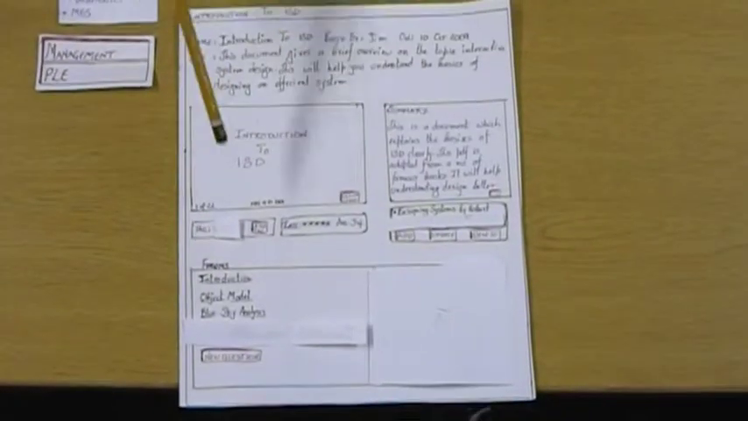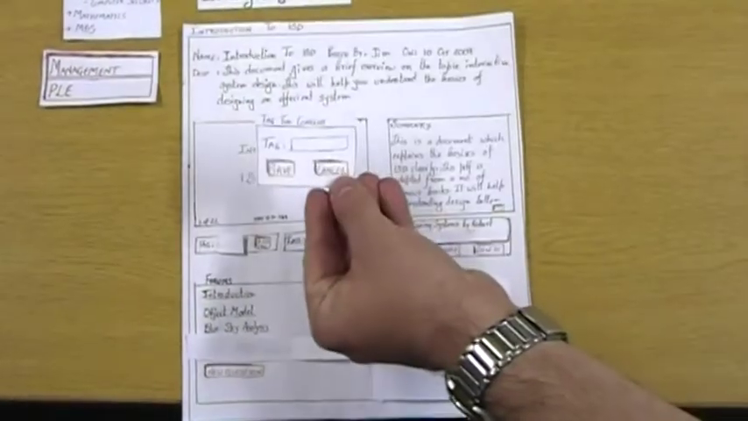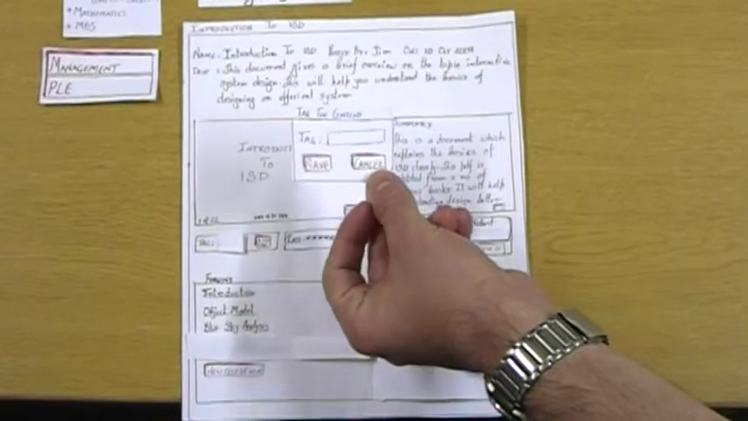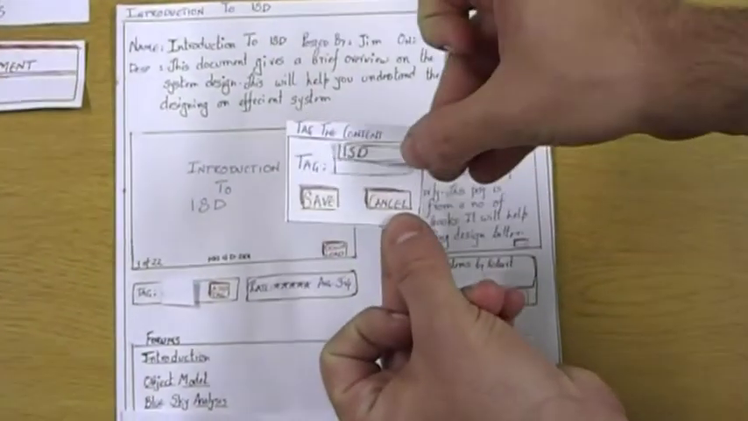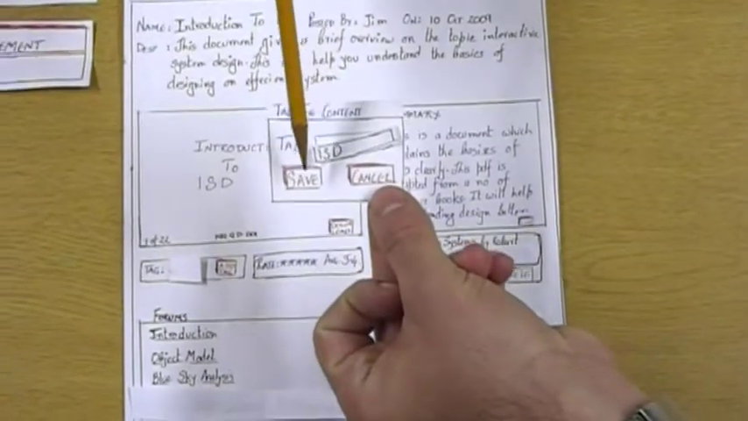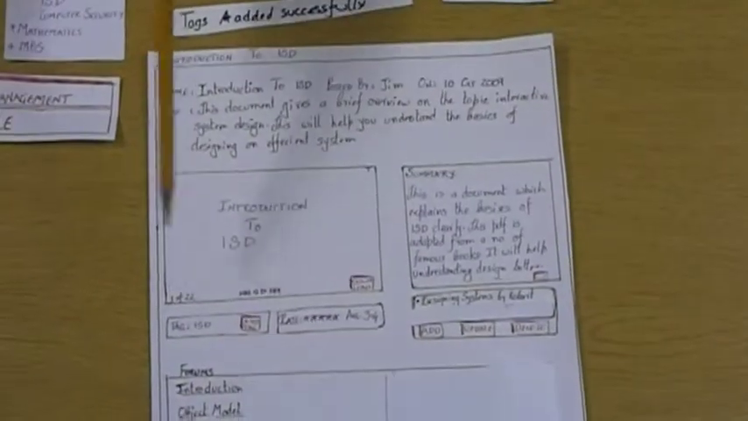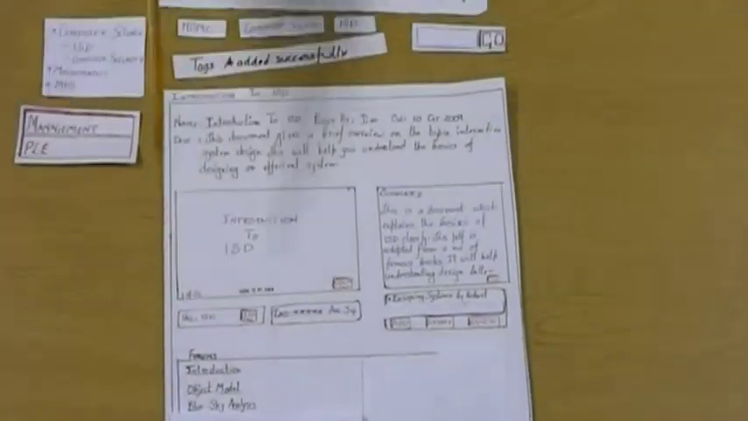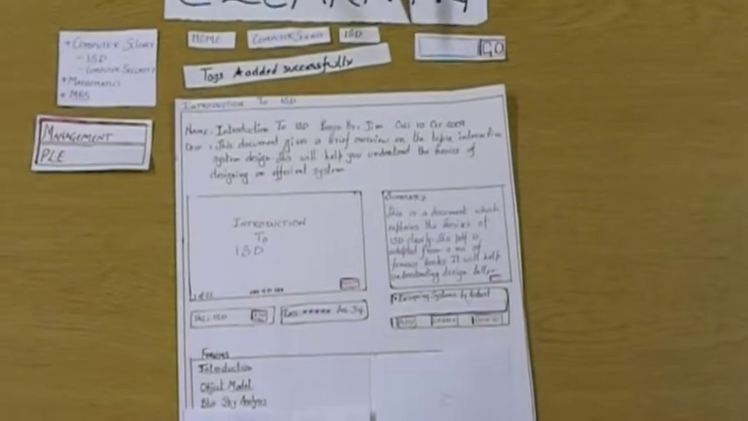Okay, what are tags? Let me add just one tag to this. Add tags. Okay, as I mentioned earlier, this is again a pop-up window. Maybe I just write ISD on it, and I click on save. Okay, so it shows ISD out here, and it also gives me a message saying tags added successfully.